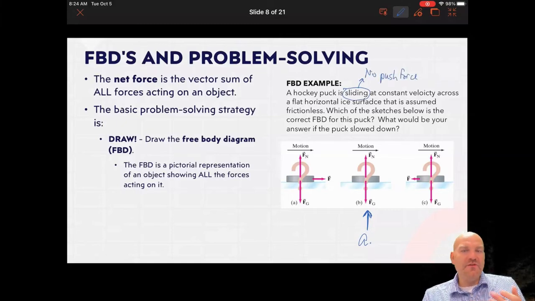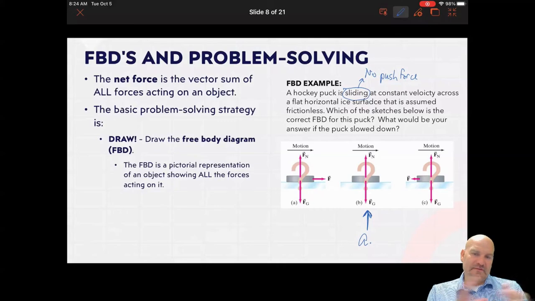Okay, and so we should have no force that is going horizontal. Even though it seems weird, since the motion is horizontal, there's no horizontal force, right? Again, because dynamics is a study of the object in its motion. It's not at the beginning or at the end of its motion.